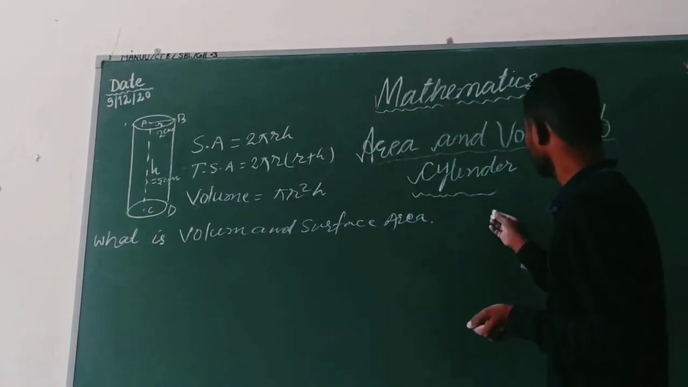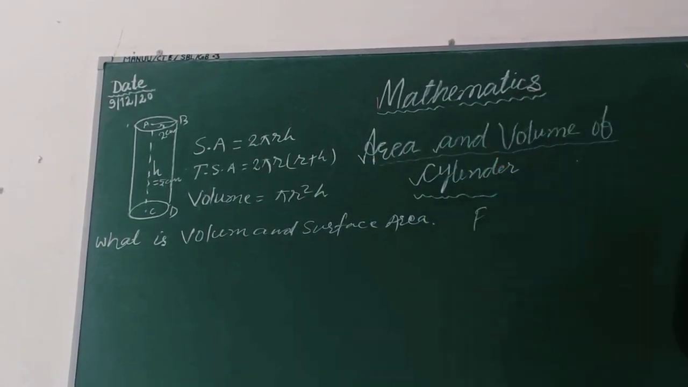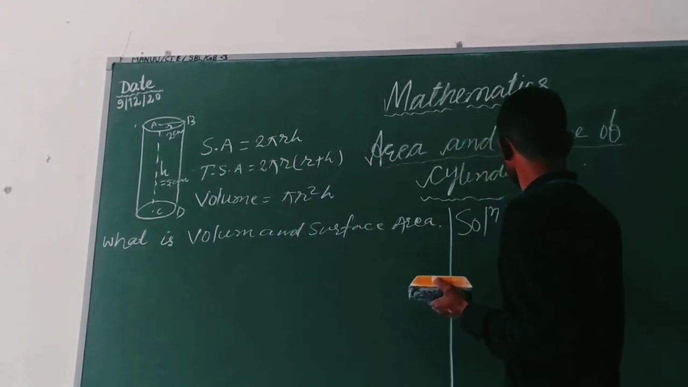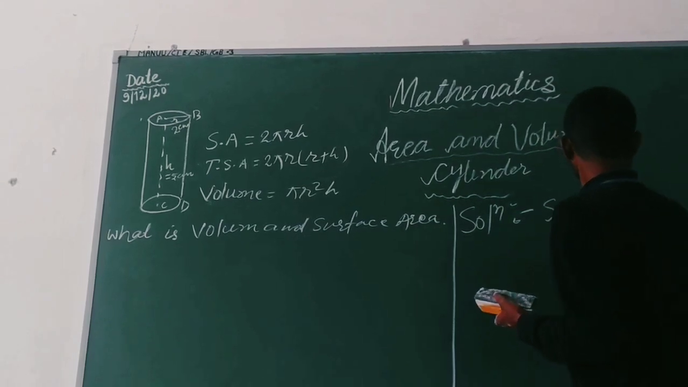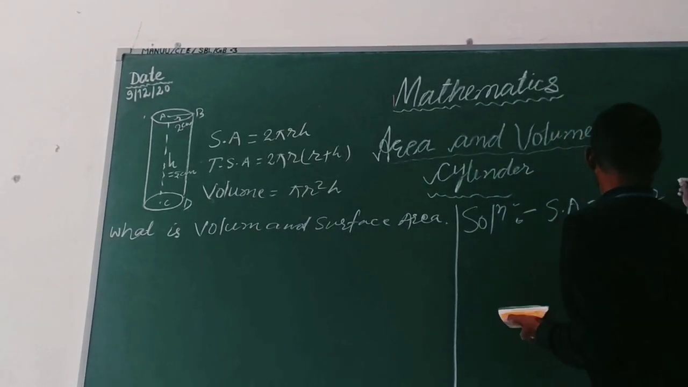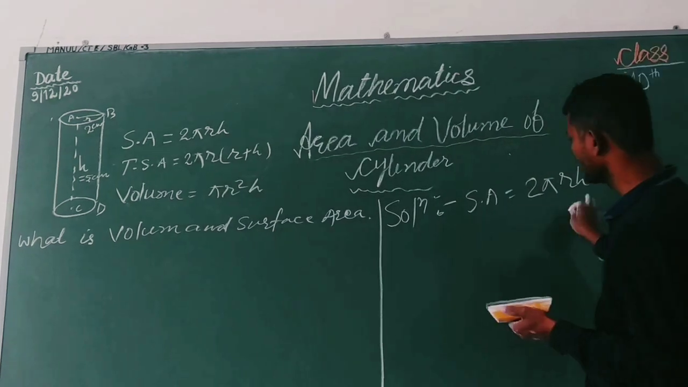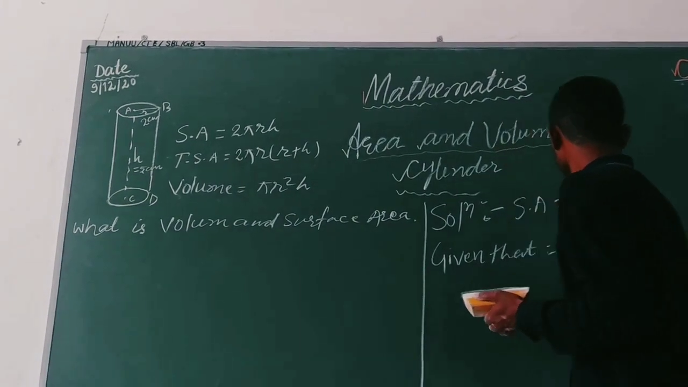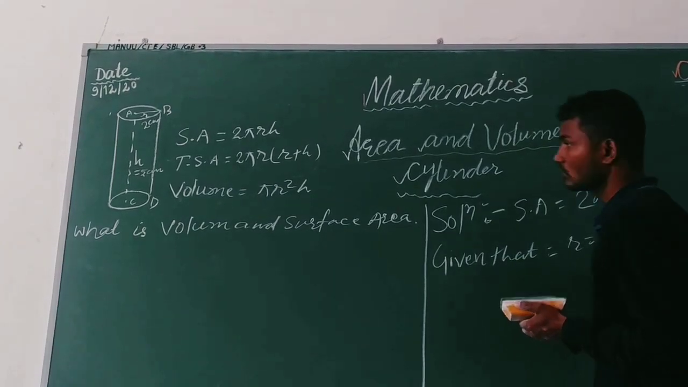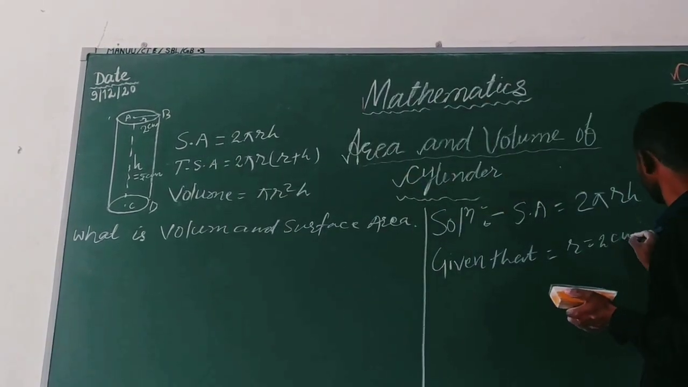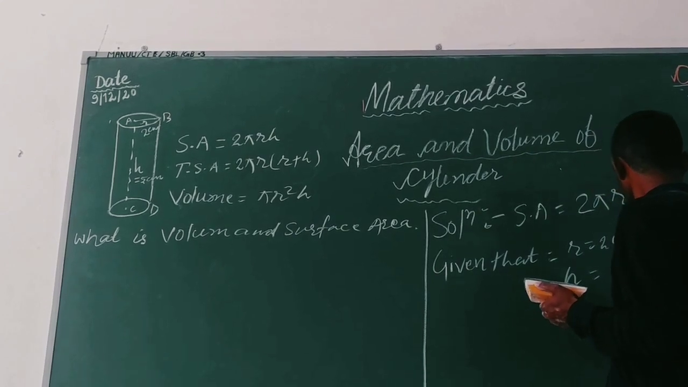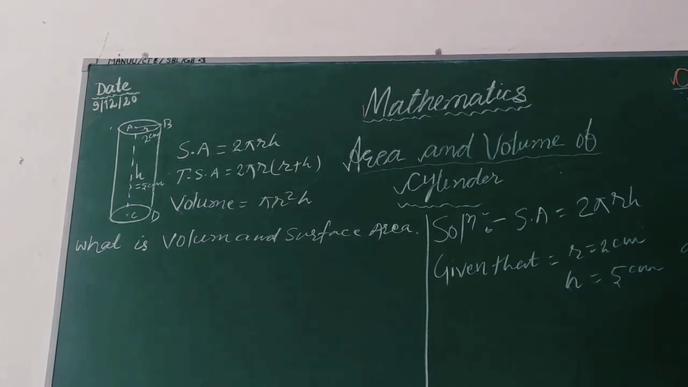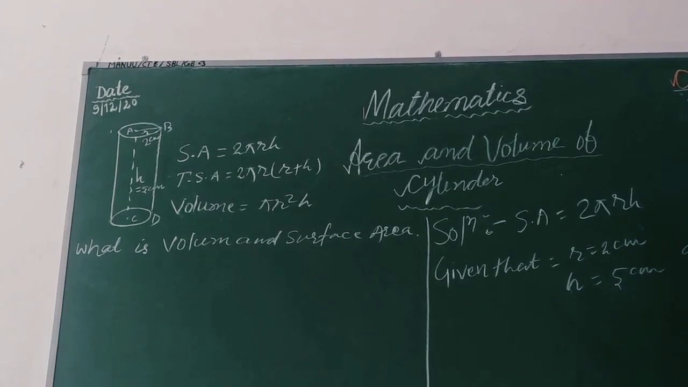Solution. For surface area, 2 pi r h will be the surface area. Given that r equals 2 centimeter, h equals 5 centimeter, and pi equals 22 by 7.